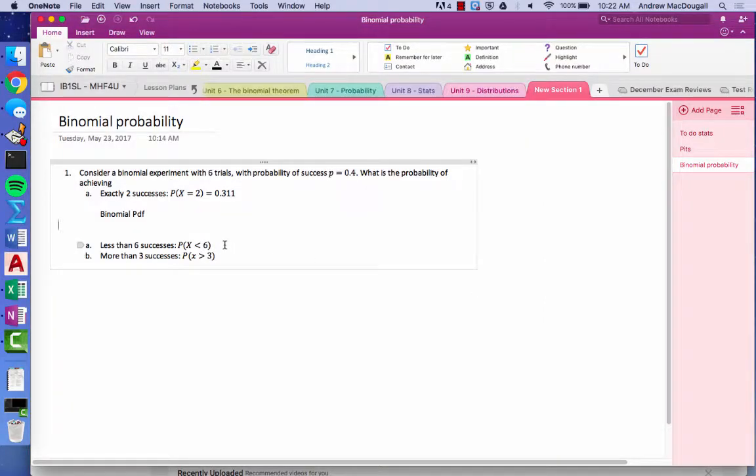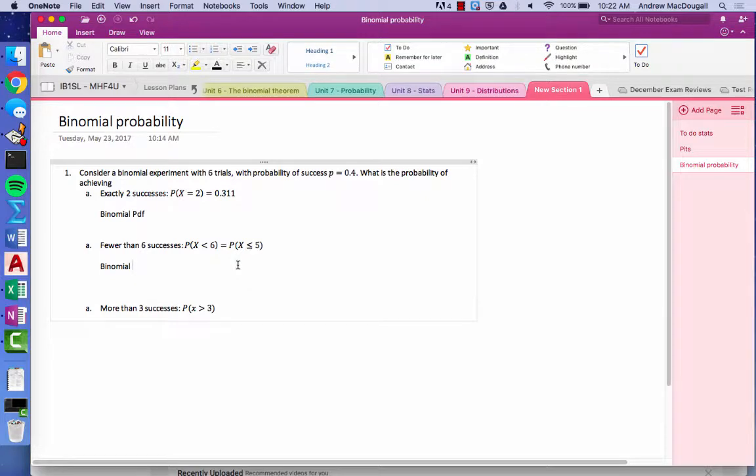Part B, they want to know the probability of having, that should say fewer than, because it's discrete, fewer than 6 successes. So that's the probability X is less than 6. Now once again, your calculator has a function that enables you to do less thans. The probability that X is less than 6 is actually the same thing as the probability of less than or equal to 5, because we're dealing with discrete values. So if it's less than 6, it's equal to 5 or lower.